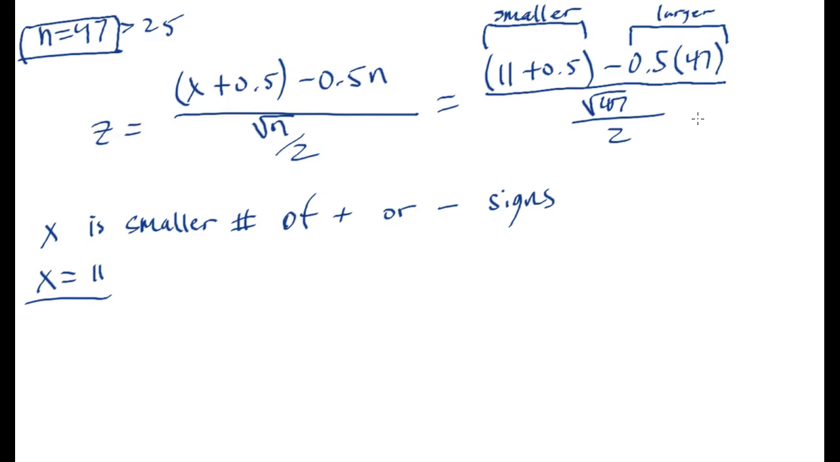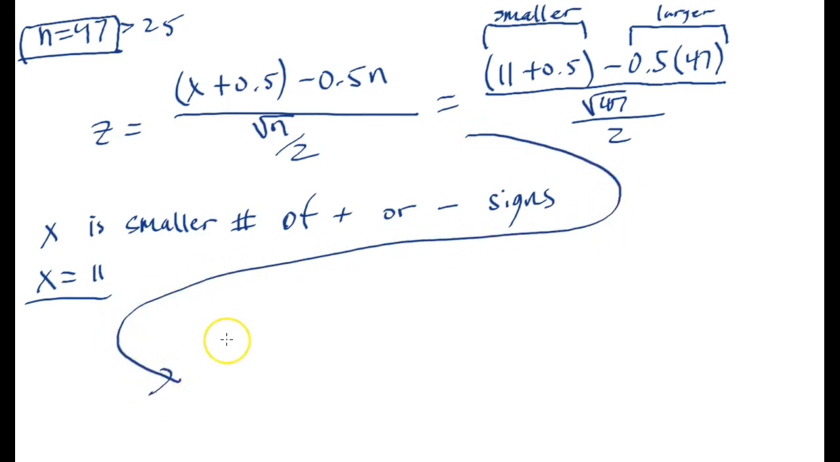Doing the calculations, let's finish that up down here. I'm running out of room. 11 plus 0.5 is 11.5, minus 0.5 times 47, which is 23.5. So minus 23.5. As you can see, smaller minus larger here. Then we have the square root of 47 divided by 2. I'll calculate that here: square root of 47, making sure to close the parentheses on the 47, and then divide by 2. That gives me approximately 3.428.